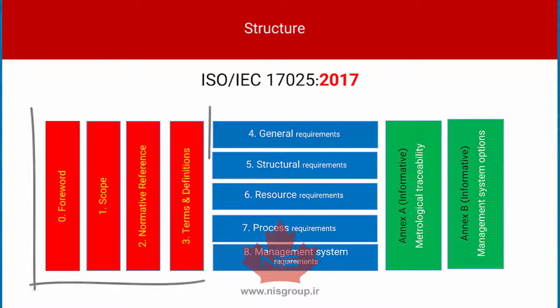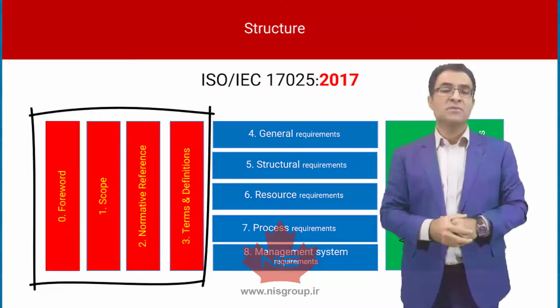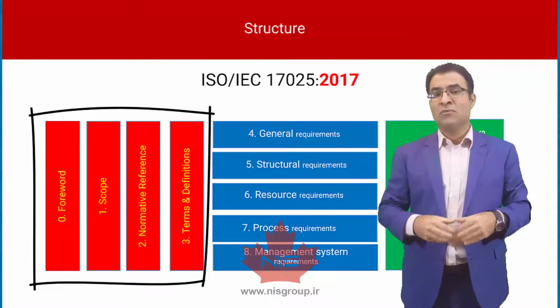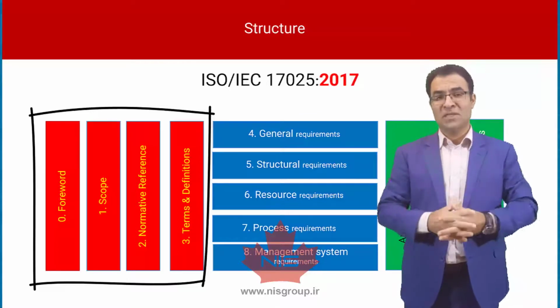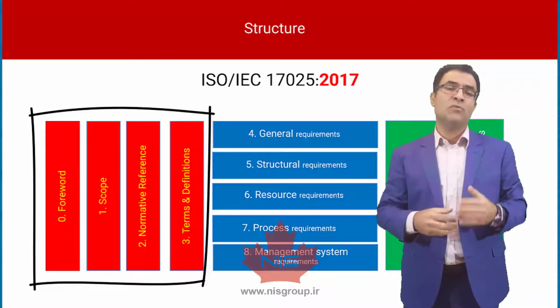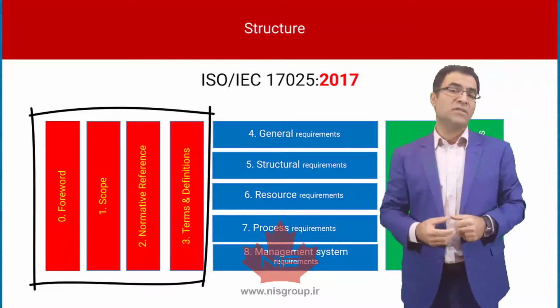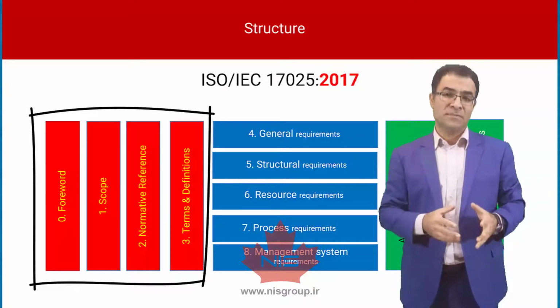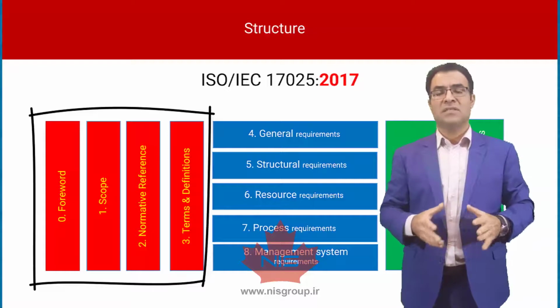In clauses 0, 1, 2, and 3, which are the basic clauses of the standard, we have basic issues and basic points that any user, any reader of the standard should know about. Issues such as what are the objectives of the standard? What is the application of this standard? Let's say, what is the scope of this standard? What are the normative references used in the standard? And also, what are the key terms and definitions that are used in this standard?